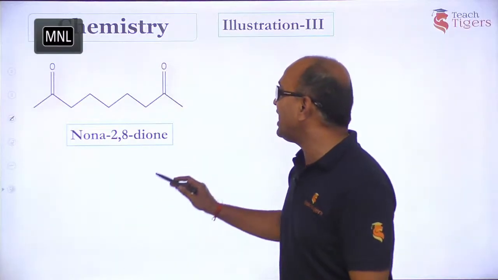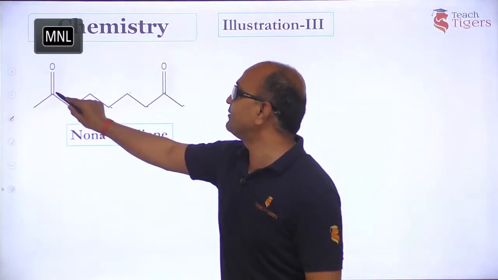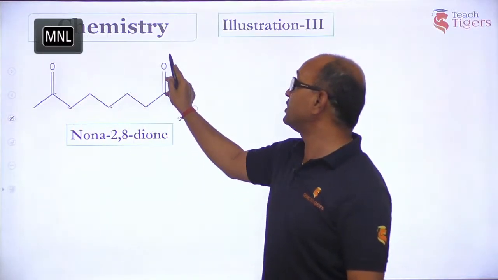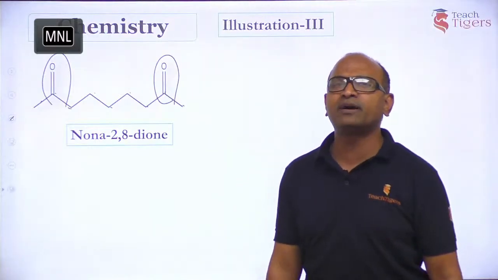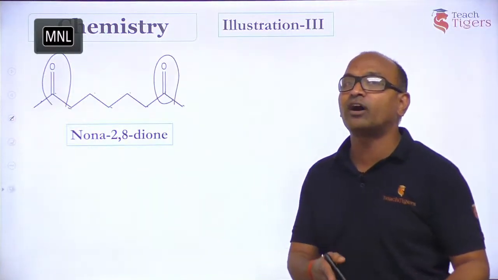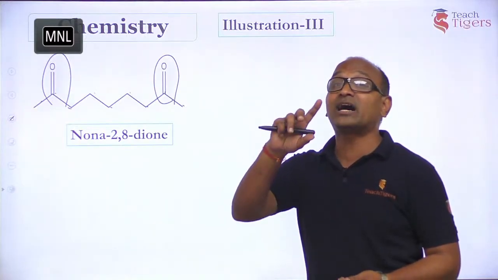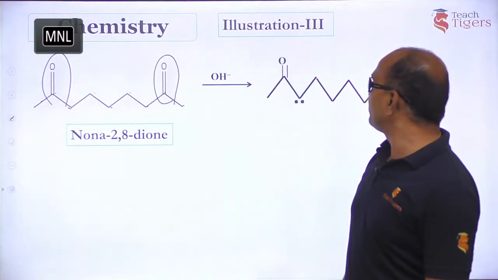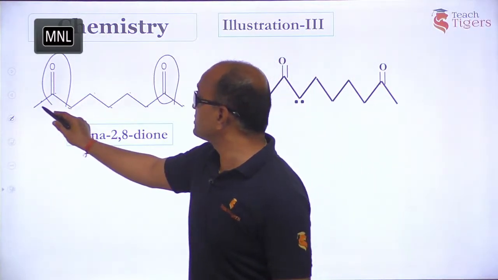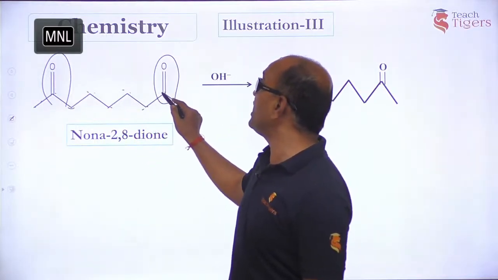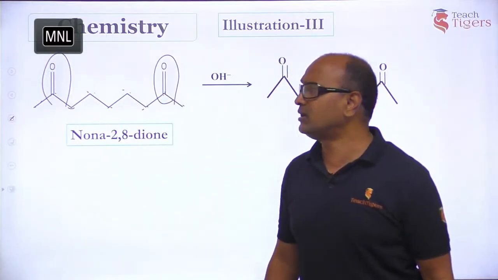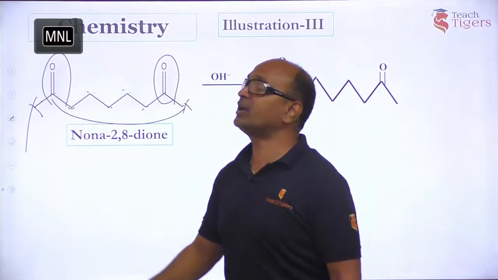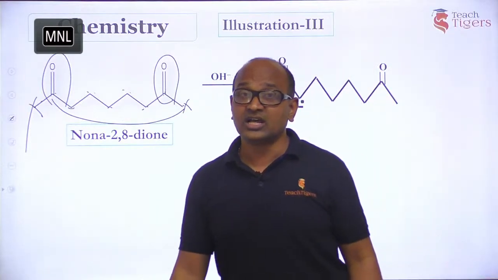Nonane-2,8-diol. Nonane contains 9 carbons: 1, 2, 3, 4, 5, 6, 7, 8, 9. And I tell you that you have got the same ketone functional group here and here. So you need not worry much about the selection of aldehyde and ketone, but you have to remember the number of atoms involved in the ring. Just see the different species. If I remove this, 1, 2, 3, 4, 5, 6, 7, 8-membered rings are not preferable. So I do not select this or this for attacking. Here you are going to get an 8-membered ring, which is not feasible.